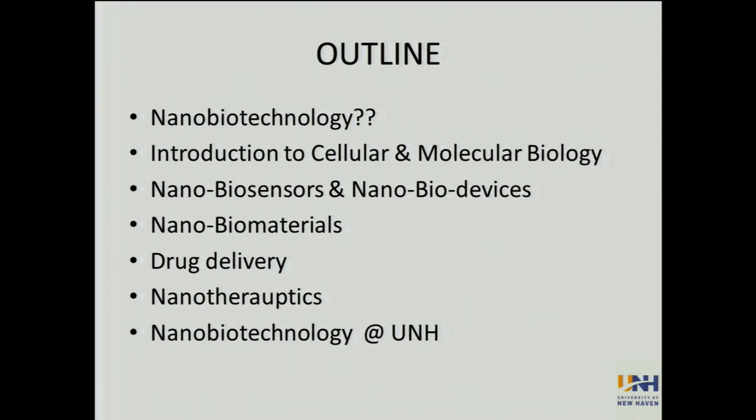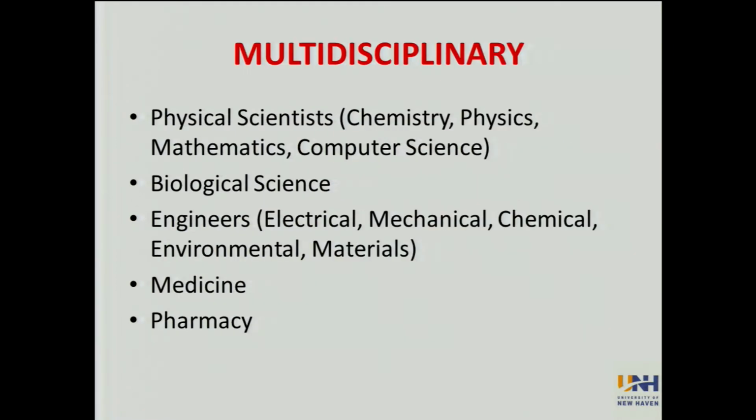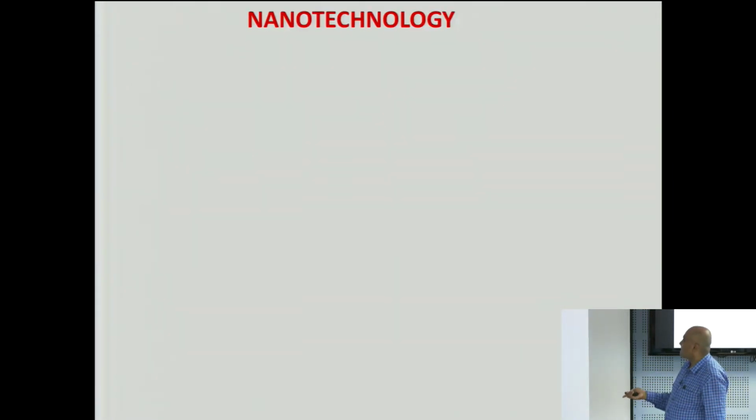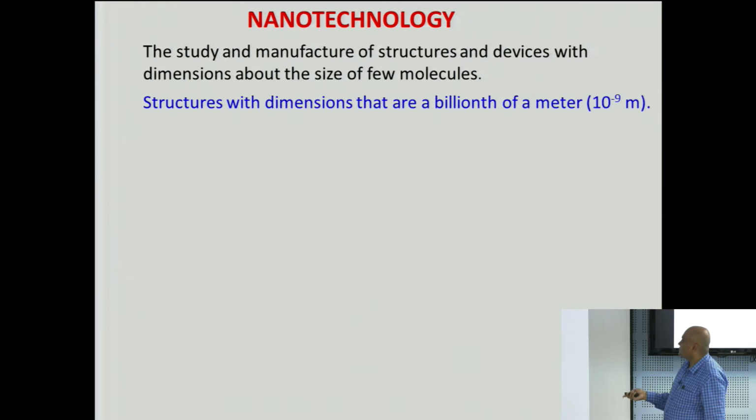Okay. So, what is nano biotechnology? Again we talked about it being multidisciplinary, everybody plays a role over here: physical scientists, biological scientists, engineers. I put medicine in general, it involves anybody working with medicine or related medicine, and then pharmacists. So, these ones we already went through.